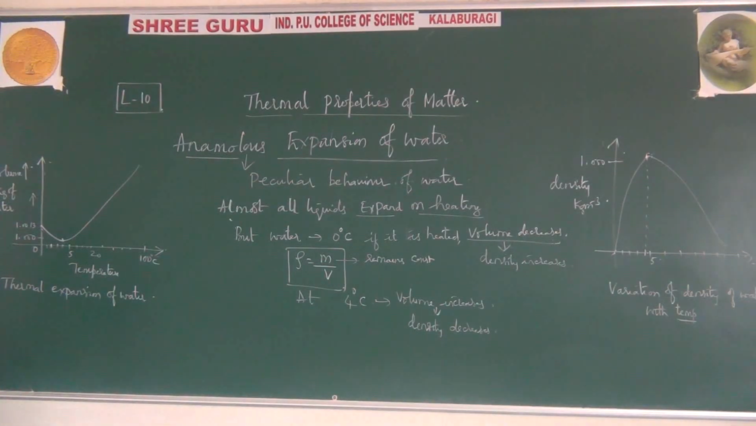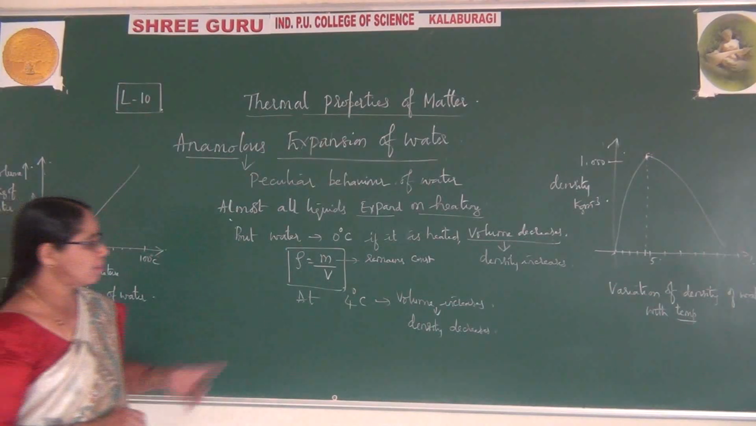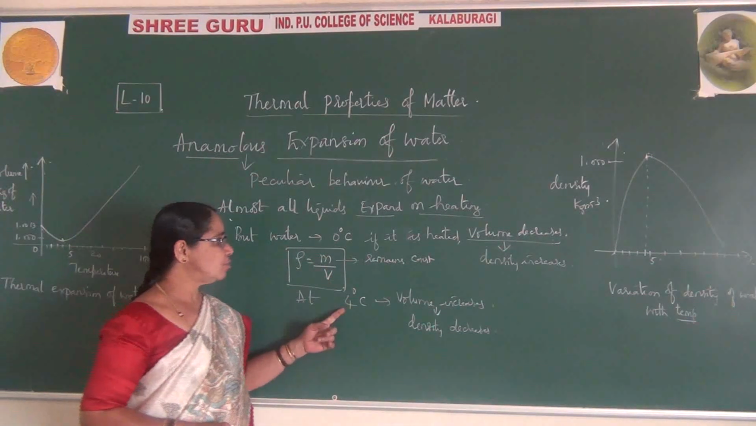We are observing here the variation of density with temperature. How is the density maximum, and at what position? That is at 4 degrees centigrade. So you can observe that density increases, and after 4 degrees centigrade density goes on decreasing. This is the position you can observe, from 0 to 4 degrees. This is 0 degree, this is 4 degree.